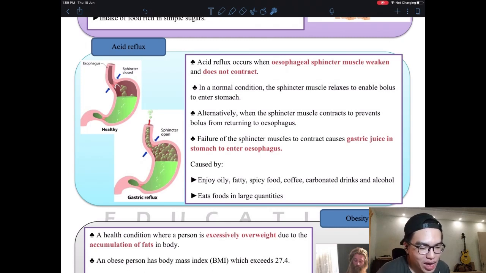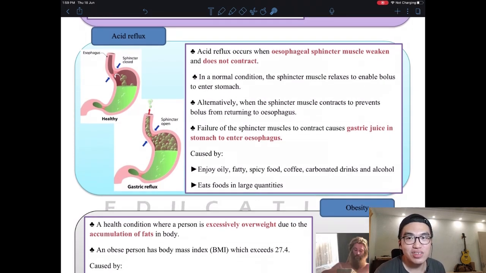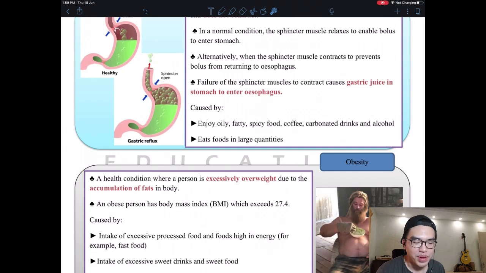All right, so what happens? The esophagus sphincter, this valve over here, weakens and does not contract. In normal conditions, the sphincter relaxes and enables the bolus to enter the stomach, then contracts to prevent the bolus from returning to the esophagus. But in the case of the patient, it fails, so the gastric juice enters the esophagus. What causes this? Mainly gastritis. Or you just eat too much, you will have acid reflux.